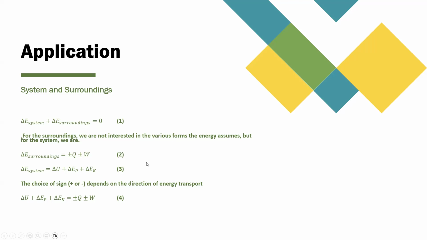If you look at my equation 2, I have plus and minus there. The sign convention we will discuss shortly. The choice of sign, plus or minus, depends on the direction of energy transport. So energy in motion is heat or work, and the direction, whether it is flowing from the system to the surroundings or from the surroundings to the system, determines the sign. Before we conclude on that, let's look at two systems.